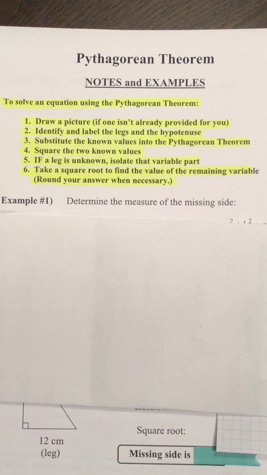All right, so to solve an equation using Pythagorean theorem, the first step is to draw a picture if one isn't already provided for you. This is really important, especially for you guys that are visual learners. I'm a visual learner. I need to see things to really put it into perspective. So a picture is really important. Eventually you get to the point where you may not need a picture.